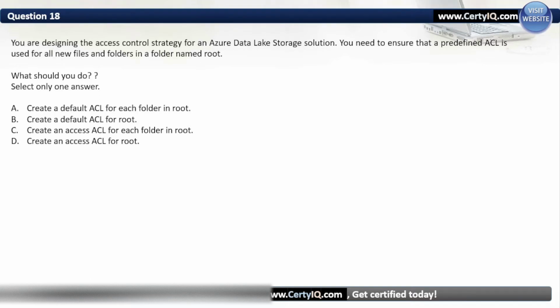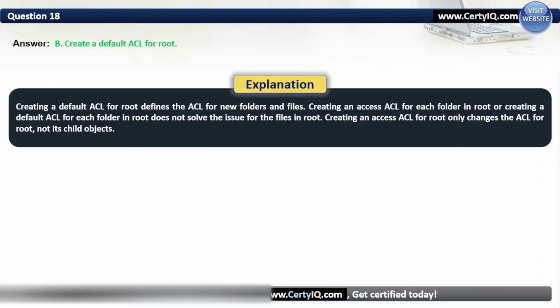The correct answer is B. Create a default ACL for root. Creating a default ACL for root defines the ACL for new folders and files. Creating an access ACL for each folder in root or creating a default ACL for each folder in root does not solve the issue for the files in root. Creating an access ACL for root only changes the ACL for root, not its child objects.